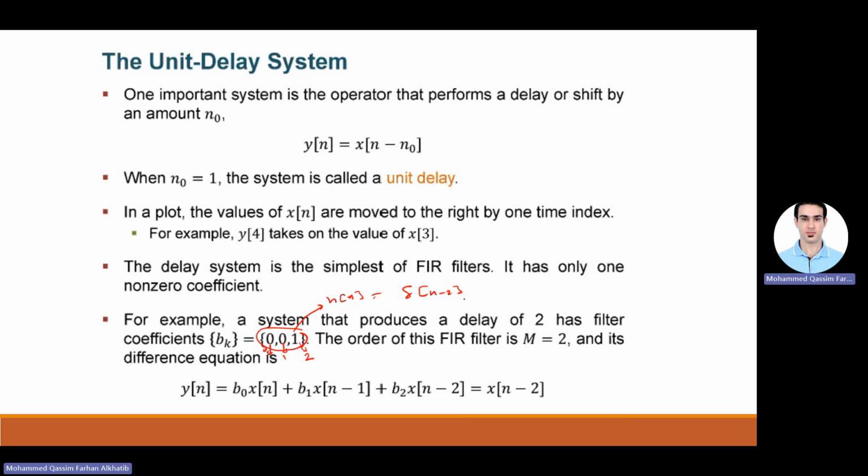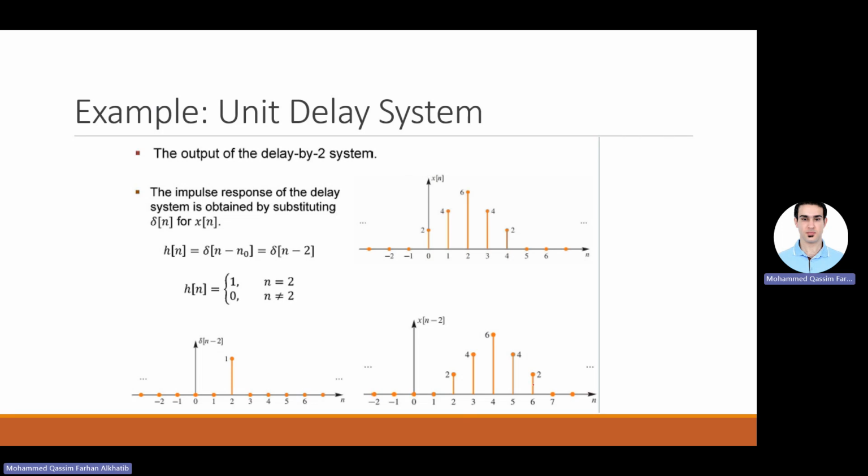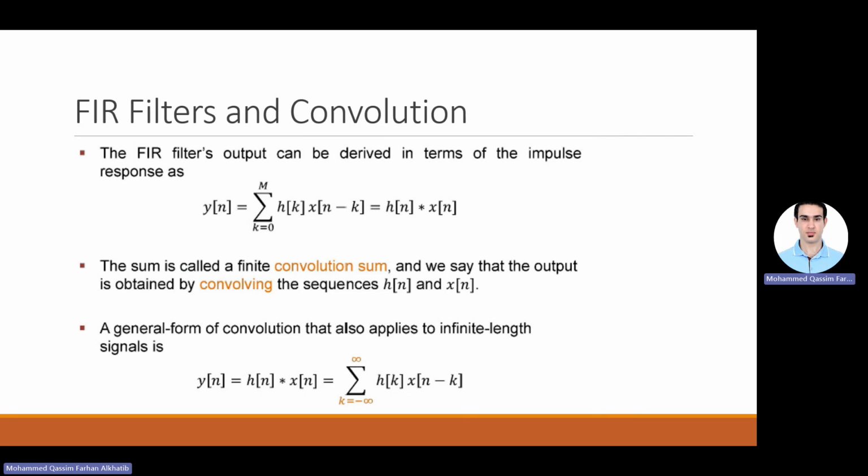So when I convolve this delta with a certain input sequence x of n, I will get x of n minus 2. This shows that if you want to apply a delay to your signal, you just convolve it with delta. All right, so here is an example of delay. You start from 0, but when you apply the delay by 2 points, you start at 2. All right, so convolution is mathematically represented by this formula: y of n equals summation from k equals 0 to m of h of k times x of n minus k, and we usually use the asterisk sign for convolution.